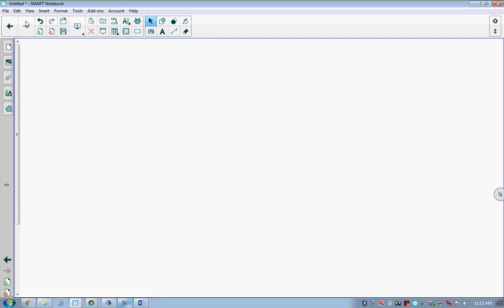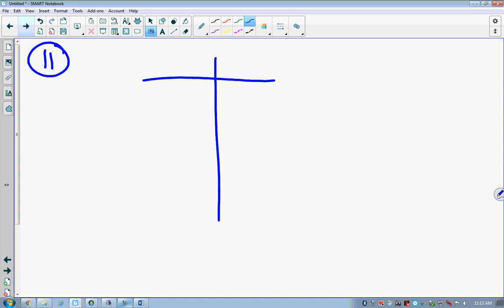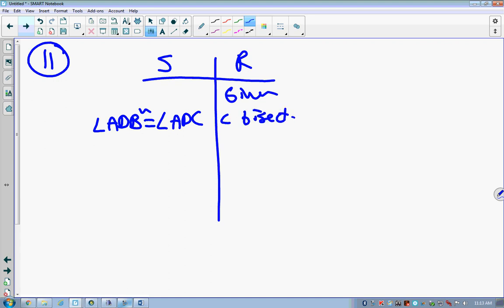What's next? 11? They're my favorite. Okay, I'm just going to write out the proof. You got statement, you got reason. You want to start off with your given. Do I need to write the given for you? Then you're going to get something like angle ADB is congruent to angle ADC. An angle bisector, because that's what it is, cuts an angle into two congruent angles. Right? Are we seeing that in the picture that you're looking at?